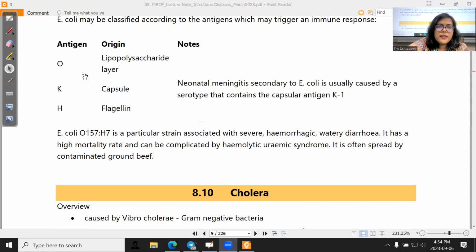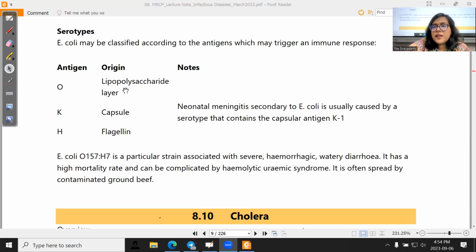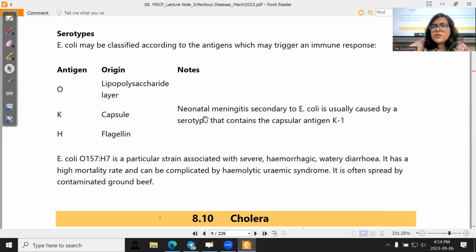Okay, so basically the O antigen is present in the lipopolysaccharide layer, the K antigen is present in the capsule of the E. coli, and the H antigen is present in the flagella, known as flagellin, okay? Among these 3 different antigens, the K antigen, or the capsule, can cause neonatal meningitis, okay?